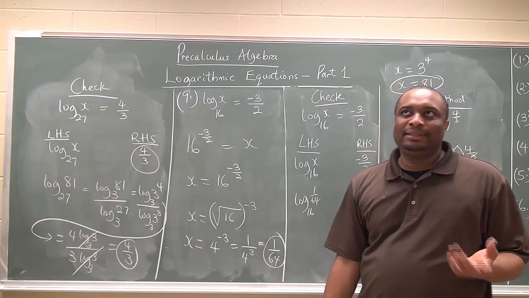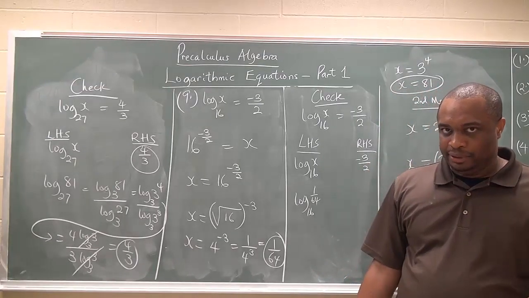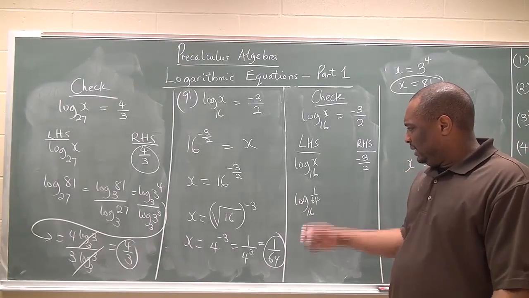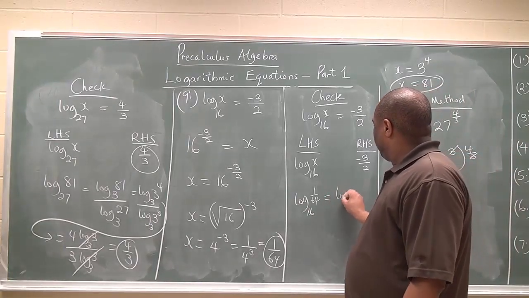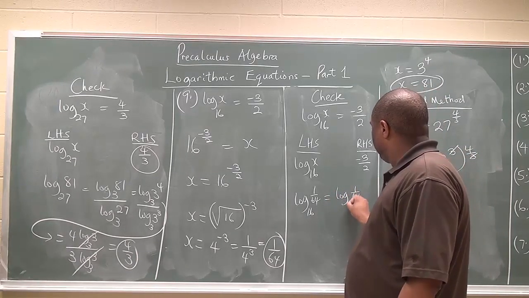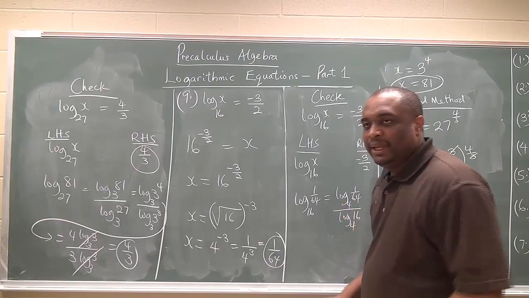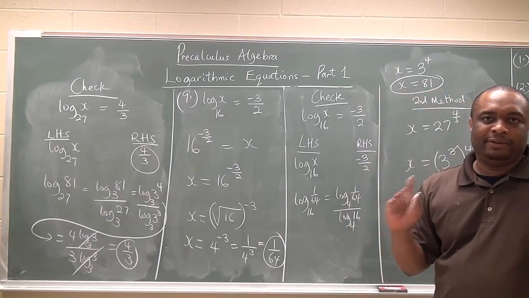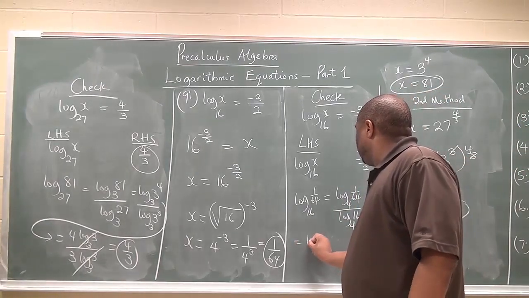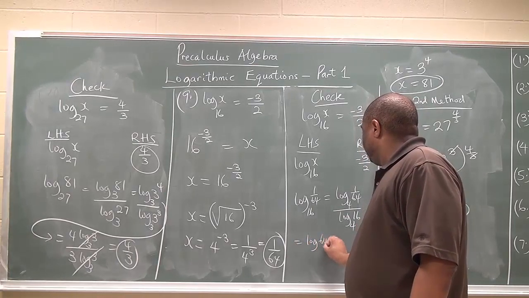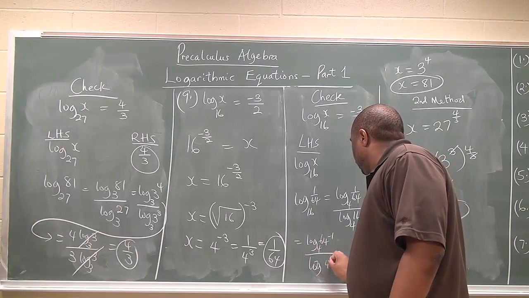Now you see that 16 squared is 256. It's not going to give you 64. So we have to express this in base of 4. Base of 4. So this is what? Log 1 over 64 base 4 over log 16 base 4. Yeah. You see, it's very important, that change of base of logarithm. Laws of logarithm. So this is now log 64 to the power negative 1 base 4 all over log 4 squared base 4.